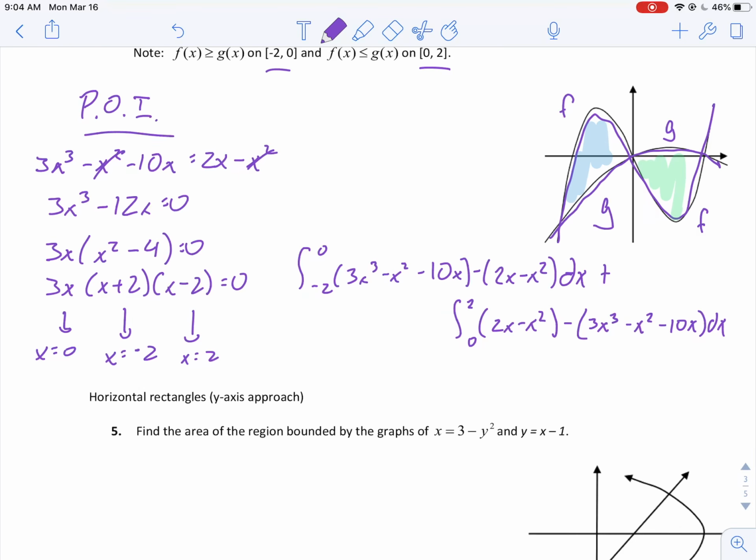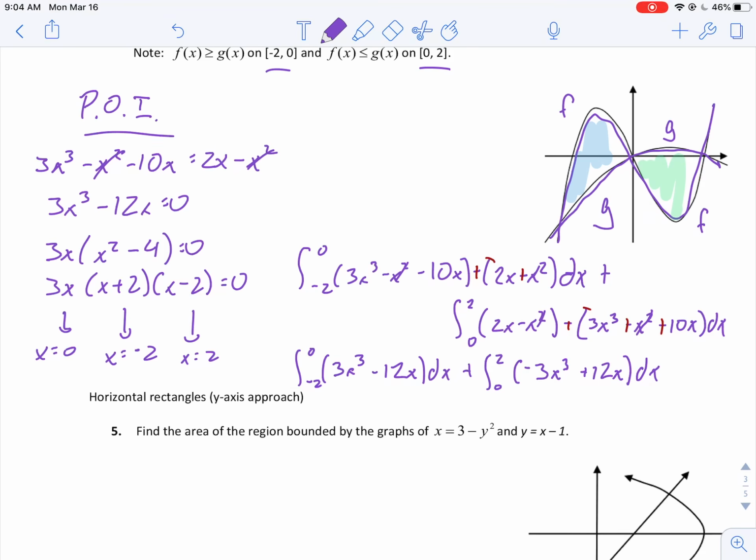All right, before putting this in my calculator, again, I'm going to clean it up a little bit to make it easier. I'm going to change the minus in between the parentheses to a plus and change all the signs. And my answer is going to be the integral from -2 to 0 of 3x cubed, my x squareds cancel, minus 12x dx plus the integral from 0 to 2 of -3x cubed, my x squareds again cancel, plus 12x dx.